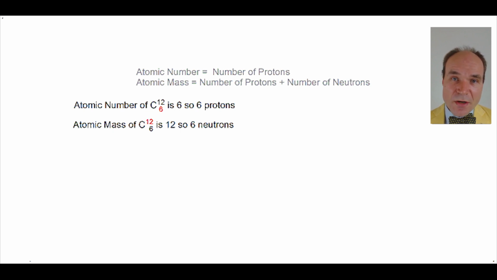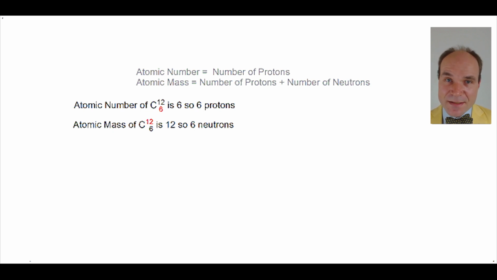Now, the number of protons for carbon is always the same, and this is true of any atom. The number of protons makes it that atom. However, the number of neutrons, even for the same atom, can vary. This would result in different atomic mass numbers. So carbon C12 isn't the only isotope of carbon.